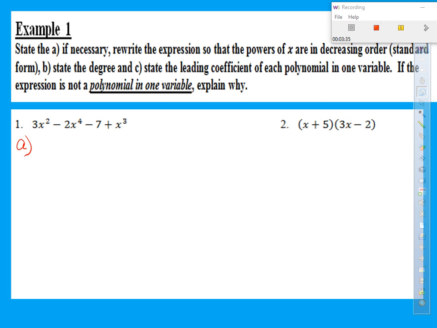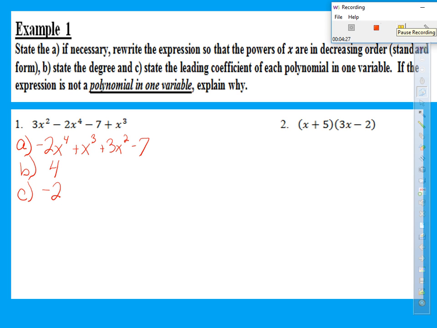That's that -2x to the 4th. So when I put this in order, I've got -2x to the 4th. The next highest is that x cubed. And then there's that 3x squared. And then there's that 7. Now it's in standard form. Part B said, give the degree. Well, the degree of this is 4. Part C said give the leading coefficient. Well, the leading coefficient is -2.